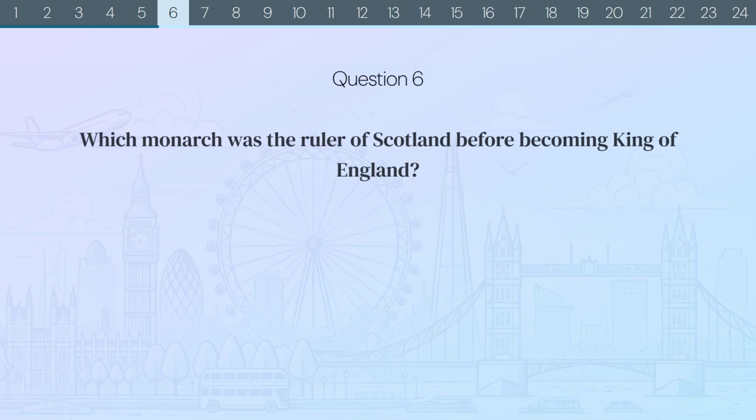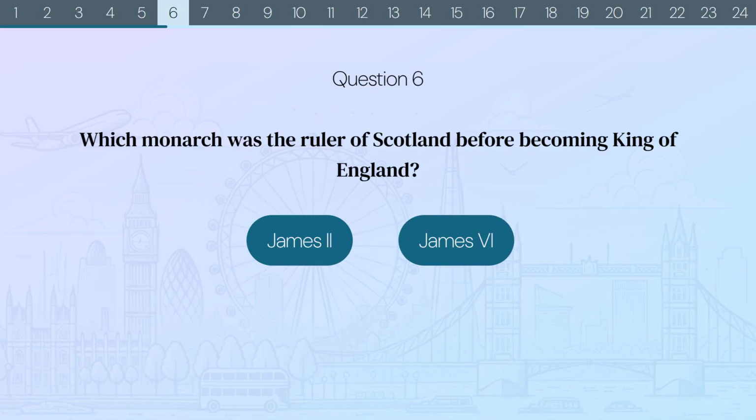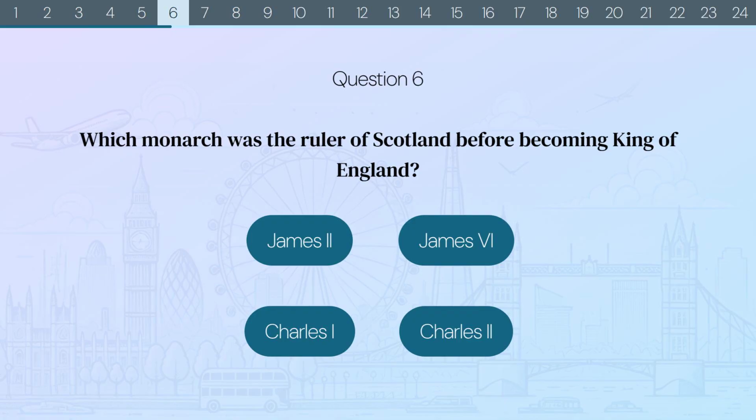Question 6. Which monarch was the ruler of Scotland before becoming King of England? James II, James VI, Charles I, or Charles II? The correct answer is James VI.